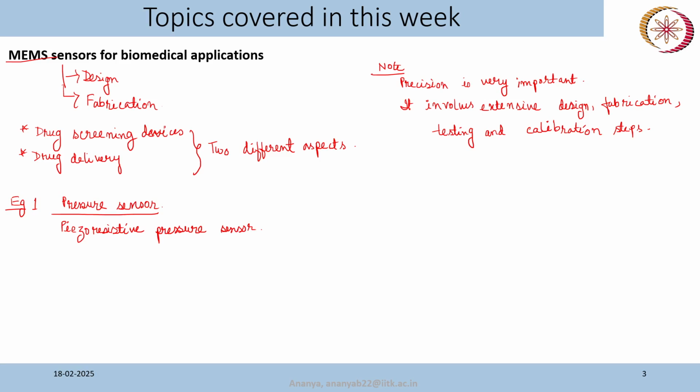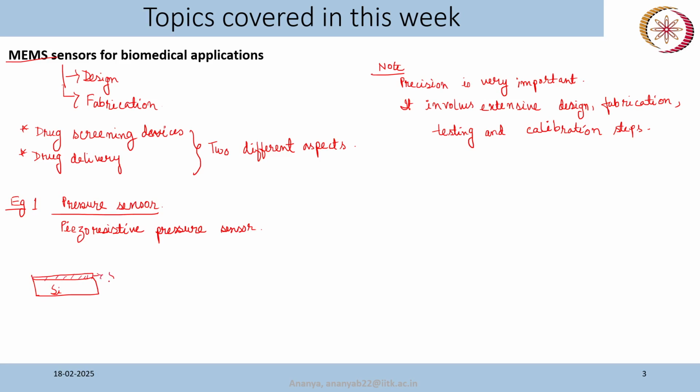In the design part, it is also included what will be the dimensions of this piezoresistive sensor and what will be the thickness of the piezoresistive material. All of those things will come in the design part, and in fabrication, how we will fabricate was discussed in the class. So you will start with a silicon substrate, and there will be a SiO2 layer on top.